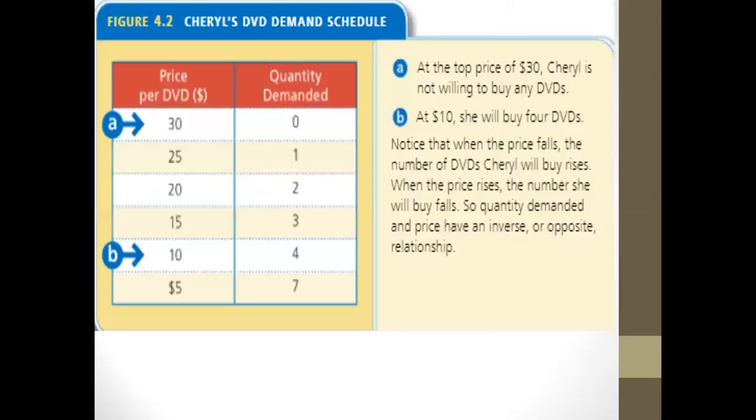Now let's move on and go over here. If the price of a DVD is 30 bucks, she won't buy any. At 25, she will buy one. At 20 and so on, as you see. If the price of a DVD is 20 bucks, then she might buy 4 DVDs.